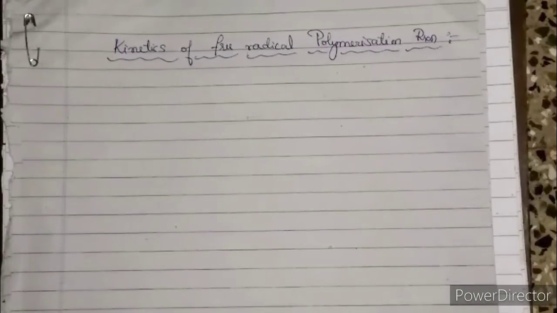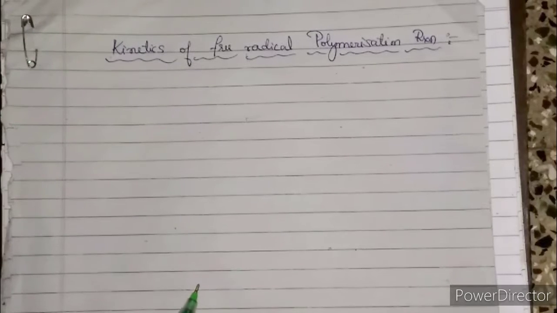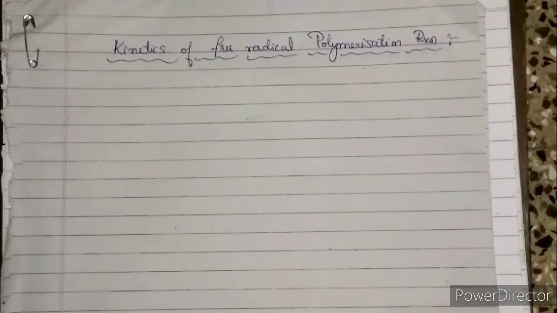In this video, we will study the kinetics of the free radical polymerization reaction. Now we know that in free radical polymerization, there are mainly three steps: one is the initiation step, the second is the propagation, and the last one is the termination step. In free radical polymerization, the initiation is carried out by the initiator.